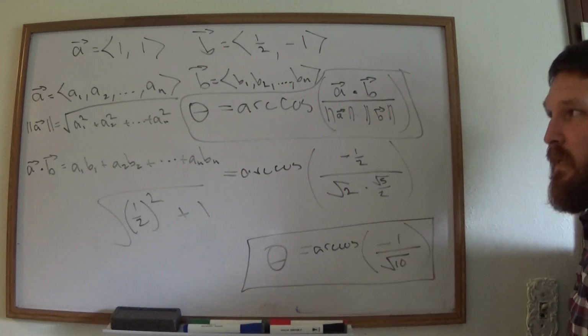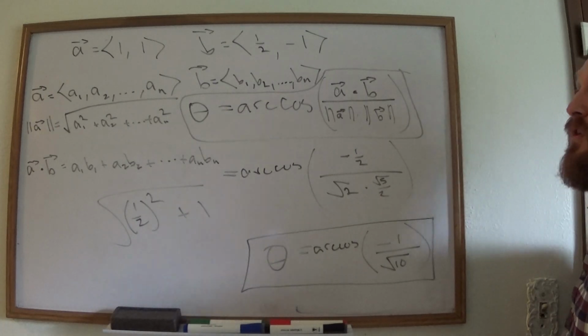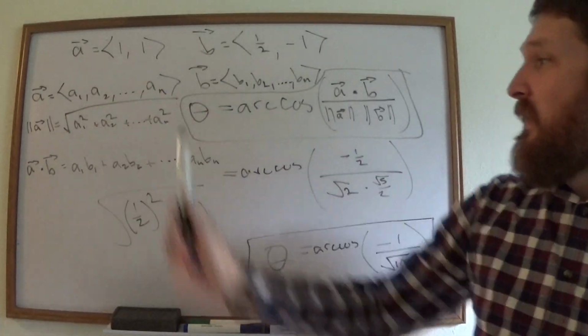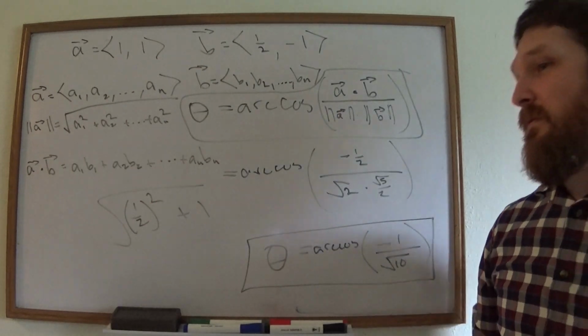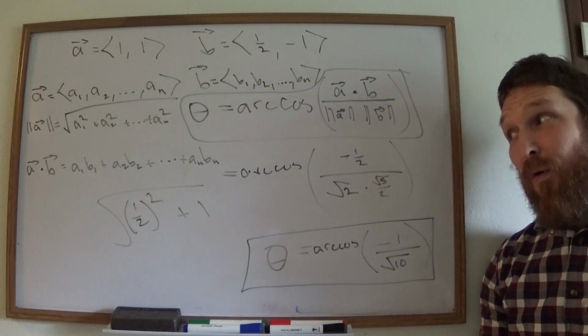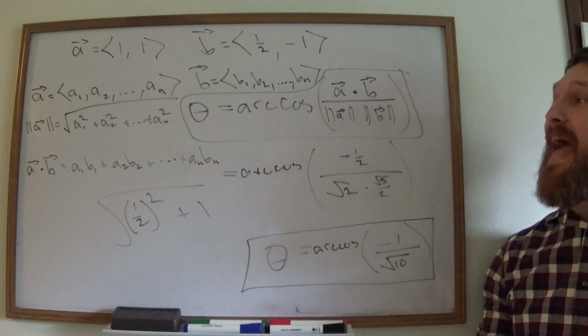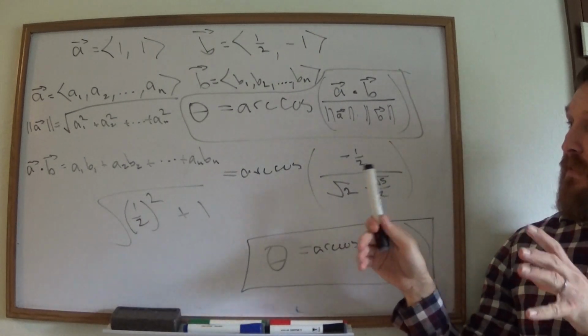This is always the case. This is always, always, always the case, no matter if this vector has 2 entries, or 3 entries, or 4 entries, or 5, or 6, or n entries. This is always going to be the case.